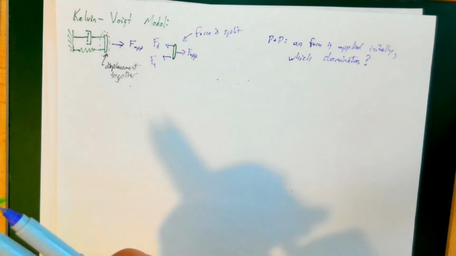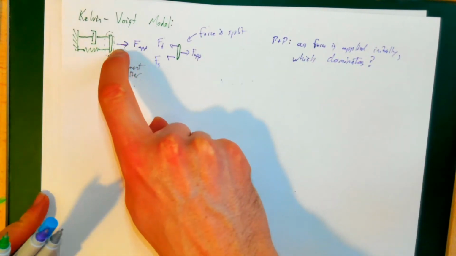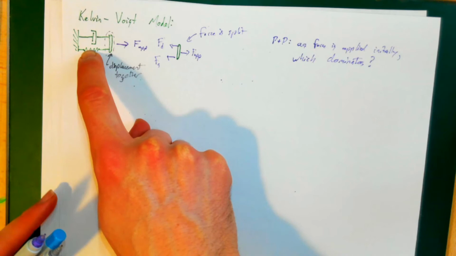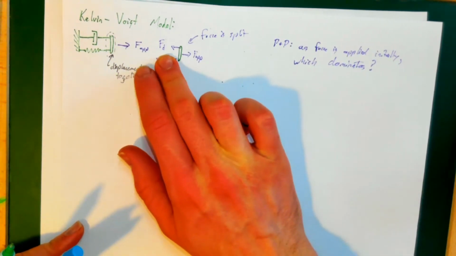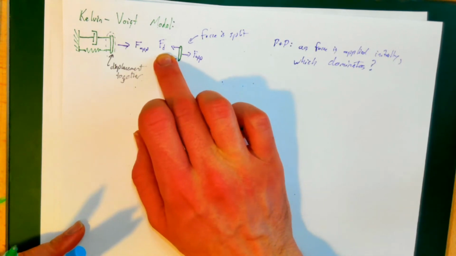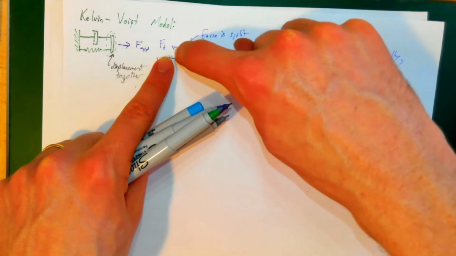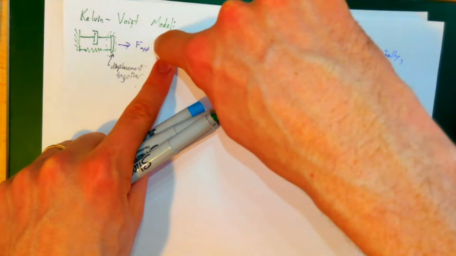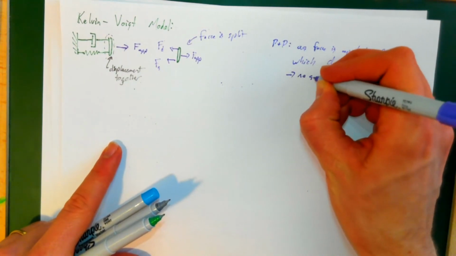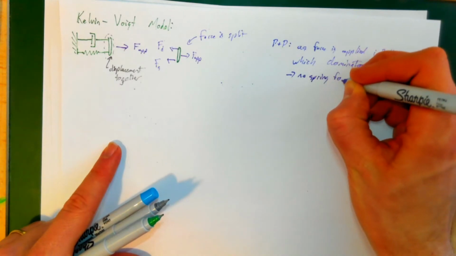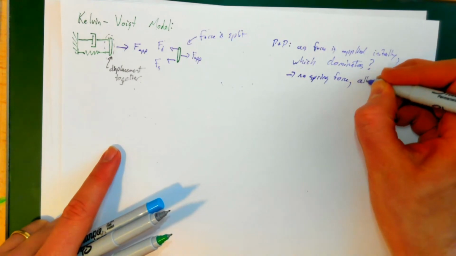Well, hopefully we've had a chance to pause and ponder. When the force is applied initially, the spring is not stretched. And if the spring is not stretched at all, it's essentially not contributing anything to the effect. So initially, all of the force is basically accounted for by the dashpot, or the viscous effect. So there's no spring force initially, and so that means it's all viscous effect.